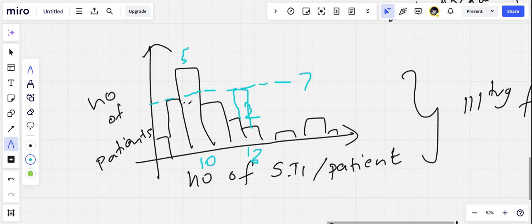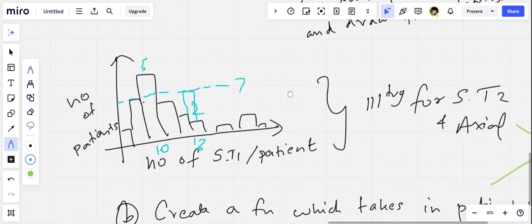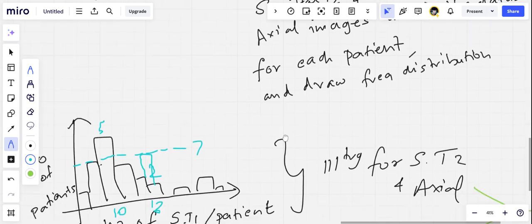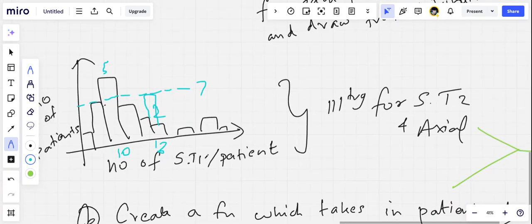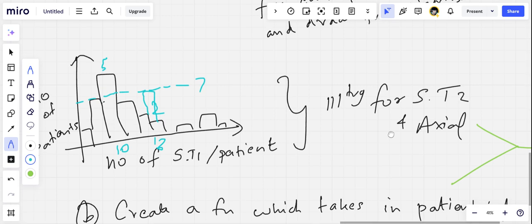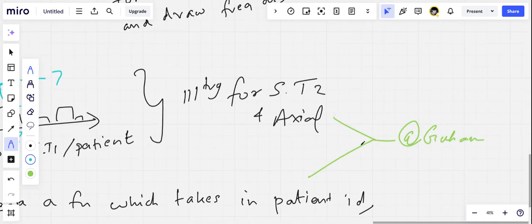So we'll fix the limit as 7 and we'll remove extra scans from those patients who have more, and we'll fill up scans for those patients who have fewer scans. So this is the first part of this task. The same thing for the sagittal T2 and axial, 3 graphs to understand the distribution. This task will be done by Guhan.